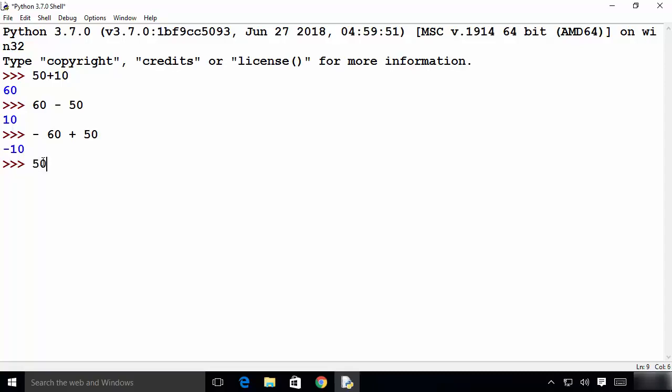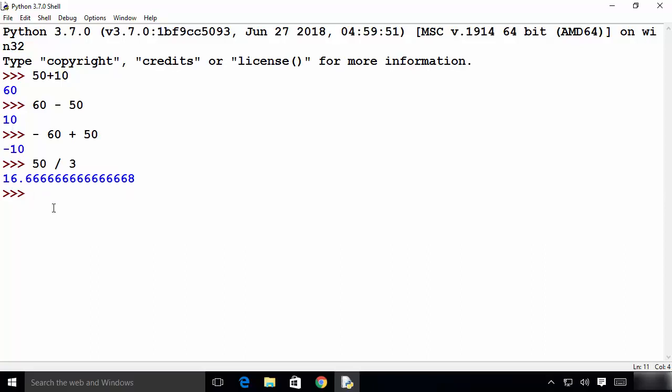Now let's do the division. For example, I want to divide 50 by 3. I press enter, and you can see it gives me a float value, or a decimal value. If you are familiar with other languages like Java or C++, this may appear a little strange to you, because when you do the same operation in Java or C++ with this division operator, you get a different answer, which is 16 and not this decimal float value.